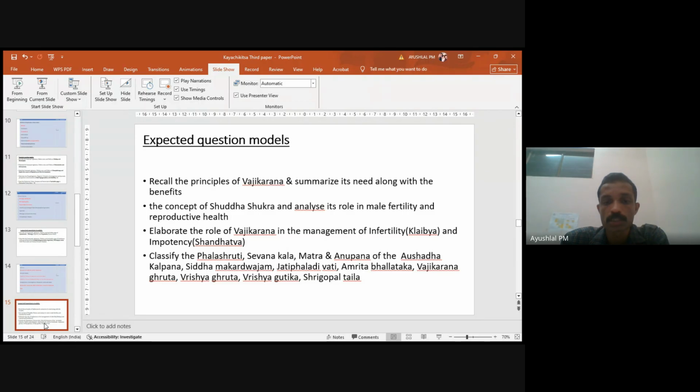like Siddha Makaradhvaja, Jatiphaladi Vati, Amrita Prasha Ghrita, Vajikarana Ghrita, Vrishya Ghrita, Vrishya Vatika, Sri Gopala Taila. So these things you can see. If possible, I'll share the links with Dr. Krishna. You can get the links of the videos.